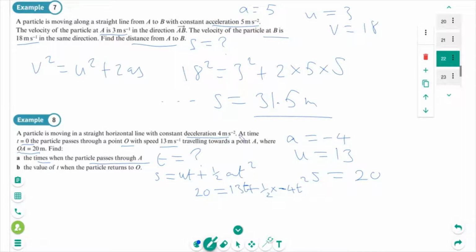Okay, so if you simplify it, that'll give you 2t squared minus 13t plus 20. That will give you two possible values for t. You can solve it by calculator or factorizing, whatever way you want. If you do it, you'll get two solutions, t equals 2.5 and t equals 4. They're both positive, which means they are both valid solutions. So to answer the question, the particle passes through the point A after 2.5 seconds and 4 seconds.